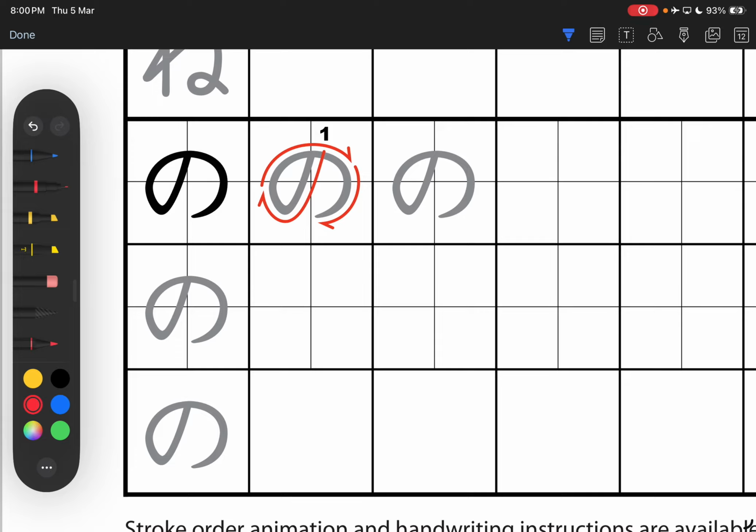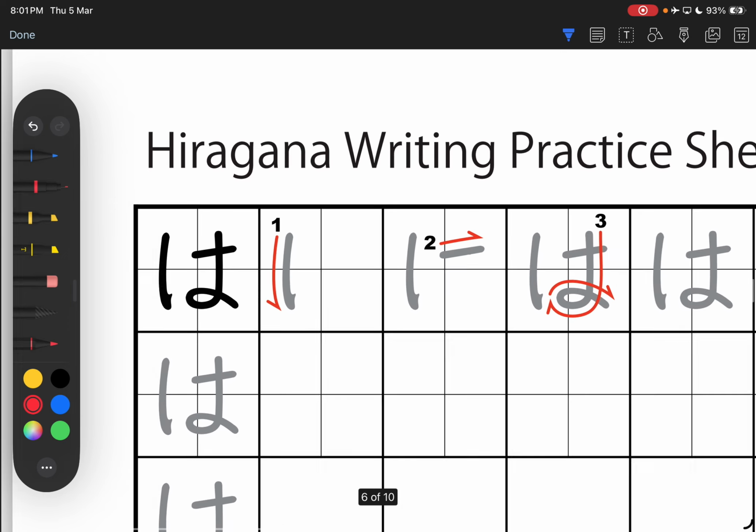So how to write this? Very easy. Start from the center first. 1, 2. Okay, 1, 2. Very simple. So far so good. Okay, let's move on.